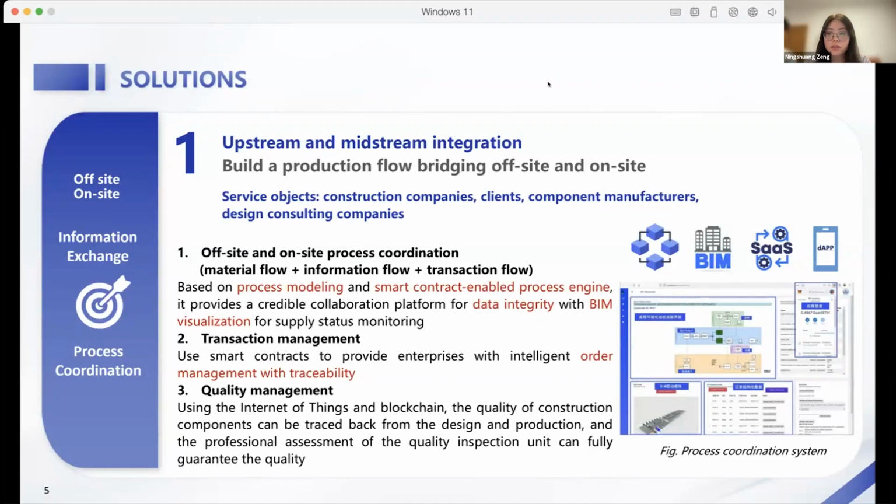Therefore, based on process modeling and smart contract-enabled process engine, we provide a credible collaboration platform for data integrity, also with BIM visualization for supply status monitoring. Meanwhile, we also develop function models for transaction and also quality management using the traceability provided by blockchain, and integrate them also into the process coordination platform.